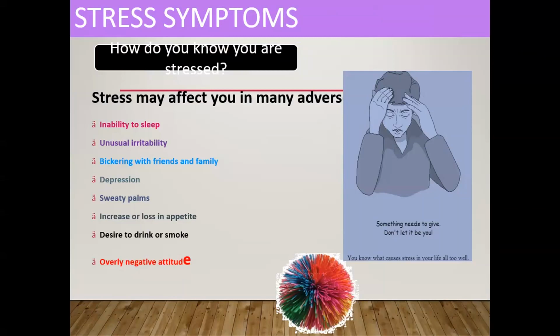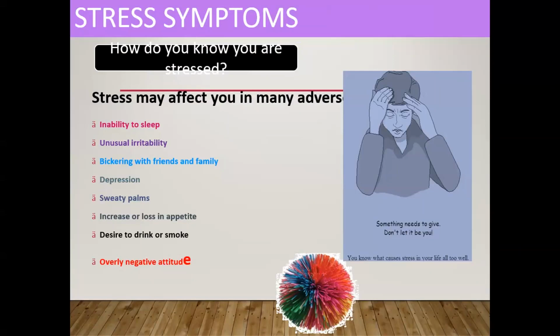Another symptom of stress, depression. Yes, you're unable to cope. You're very sad over a long period of time. This is also another symptom of stress. Sweaty palms. Whenever you are called upon to do things that may be normal everyday things, you find that your palms are sweating, or even your entire body starts to sweat. This is another sign of stress.